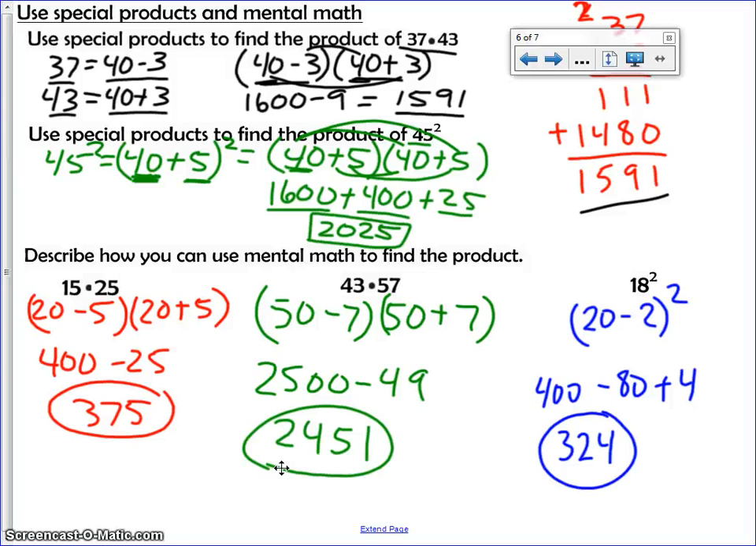Maybe you don't know your 18 squared off the top of your head. Well, you know 20 squared, which is 400. And if you subtract 2, 20 minus 2 is 18. So take the two terms, multiply them. 20 times negative 2 is negative 40. You're going to do that twice because you're squaring. So minus 80, which is 320. Negative 2 times negative 2 is positive 4 in order to get 324. Okay?